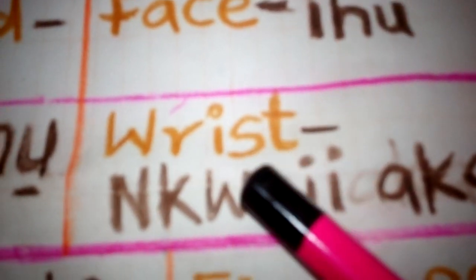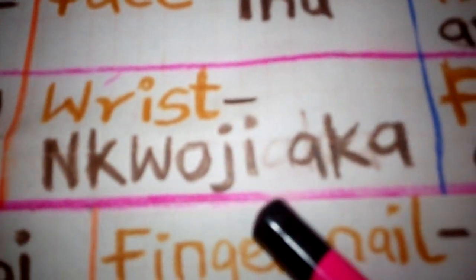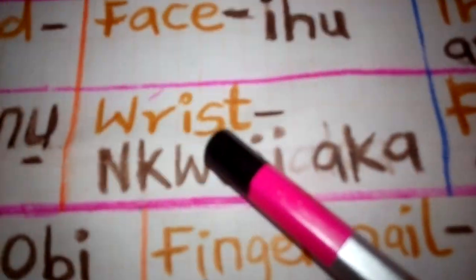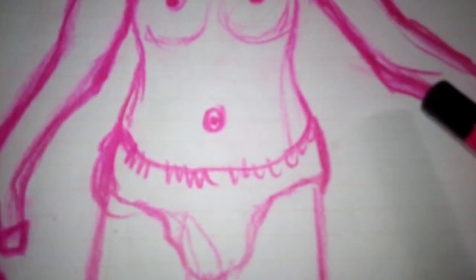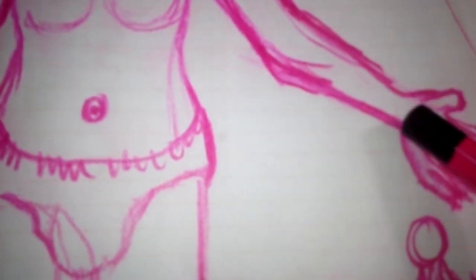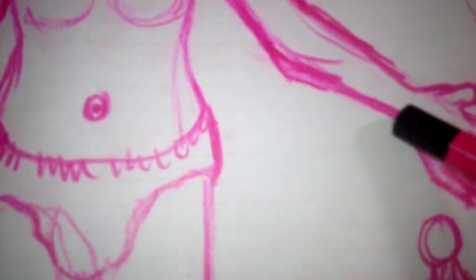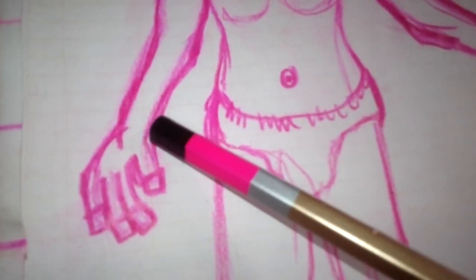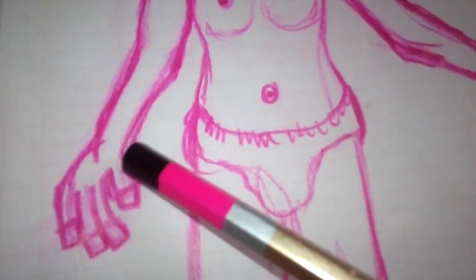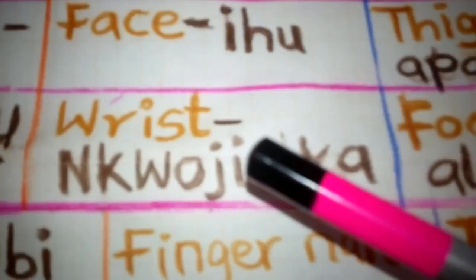Wrist is nkwoji aka. Wrist is where you put your watch, this part of the body. The wrist is here where you put your watch. It is nkwoji aka.